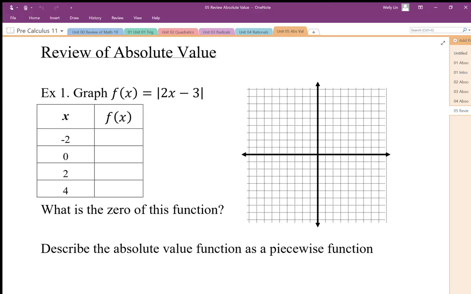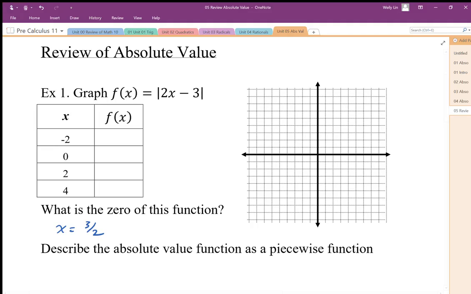To graph absolute value functions, again, we want to find the zero of the inside function. We want to find that because it represents the boundary between the positive and negative versions of the inside, so where the absolute value will not affect the expression and where it will flip the expression. So the zero of the inside is at x equals positive 3 over 2. That's going to be the boundary.